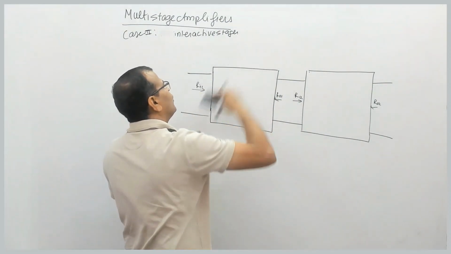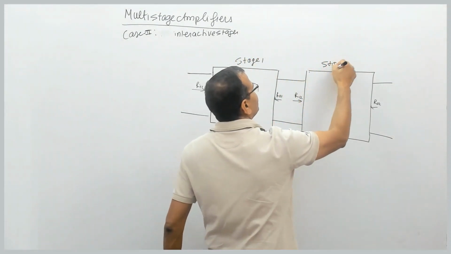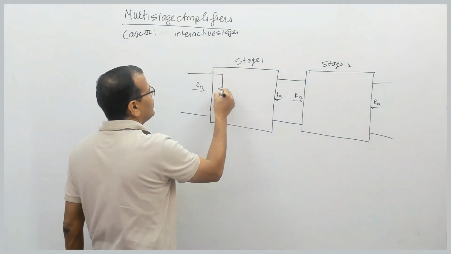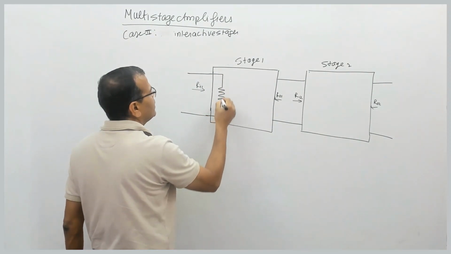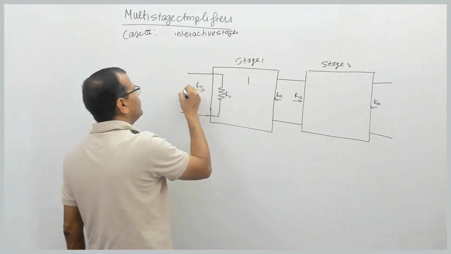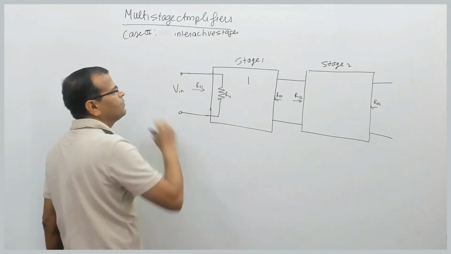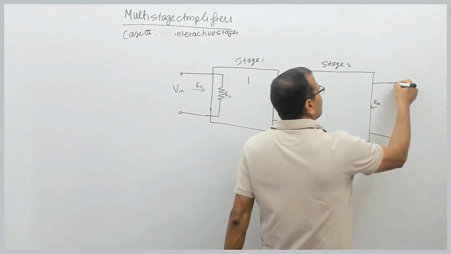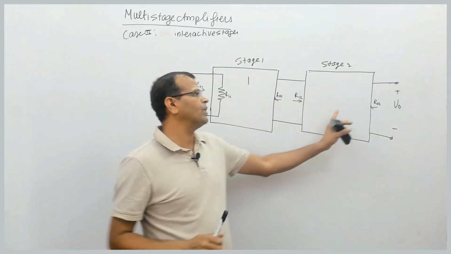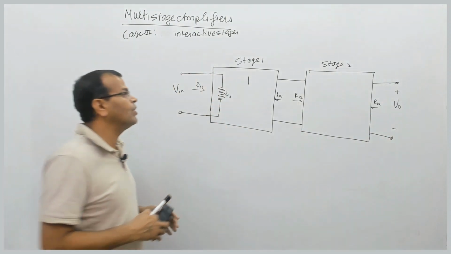I'll say stage 1. This is stage 1. This is stage 2. Fine. So in stage 1, I have a resistance which is nothing but the input resistance of stage 1, Ri1. Then this is voltage, which is of course the overall input voltage V in. This is the overall output voltage V naught. Of course, the output of the second stage is the overall output voltage. Input of the first stage is the overall input voltage.